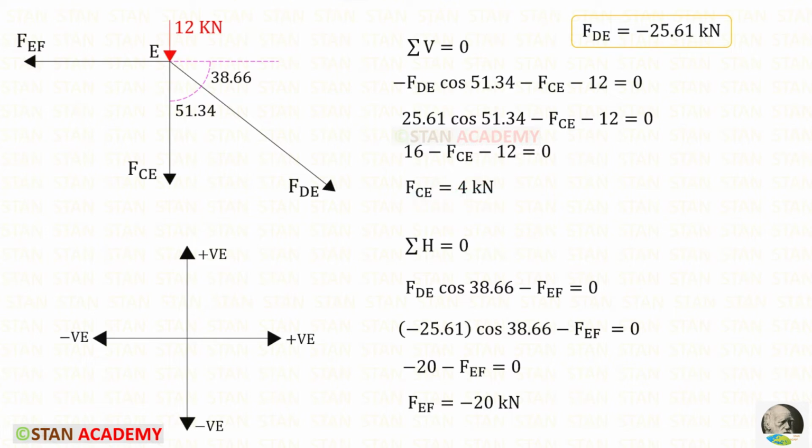Then we have to apply the rule sigma H is equal to 0. This is acting towards the left side, so it will be negative. We have to make FDE horizontal. To keep it horizontal, we need this angle. So we have to multiply cos 38.66 with the FDE. It will be acting towards the right side, so it will be positive. FDE is a negative 25.61. We can apply that. For FEF, we will get minus 20.